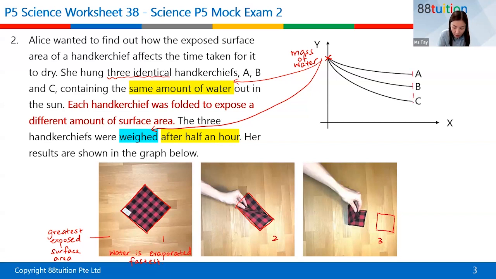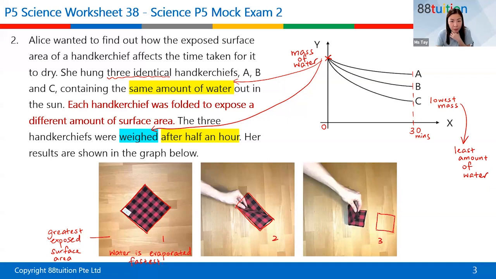Zikin, thank you so much for typing in. So this is where you have 30 minutes later. Correct, so we started off at 0 minutes. Half an hour later, weigh the handkerchief again. So the mass of each handkerchief will be shown here. You can see that C has the lowest mass. Agree? Lowest mass also tells us the least amount of water. Are you all following? Yeah, very good.